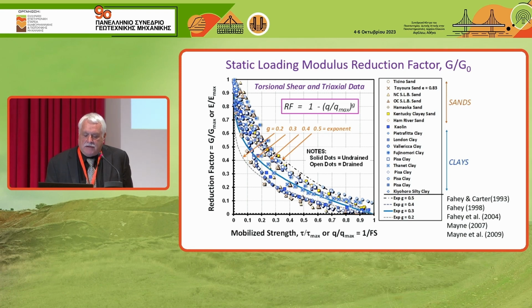And so here we've got data from sands and clays, torsional shear and triaxial. So we start out with, say, resonant column, get the G max, and then we use torsional shear to shear statically to failure. That would be represented by a factor of safety of 1.